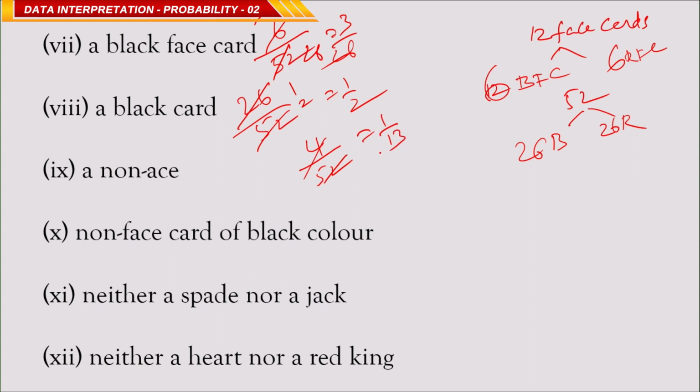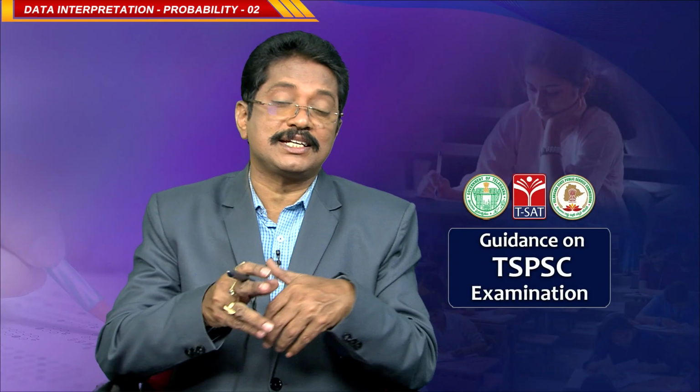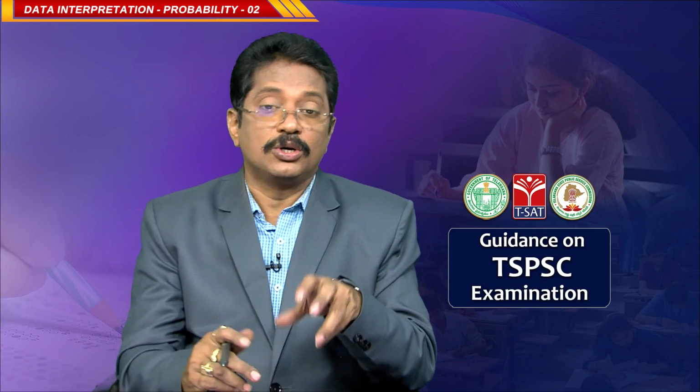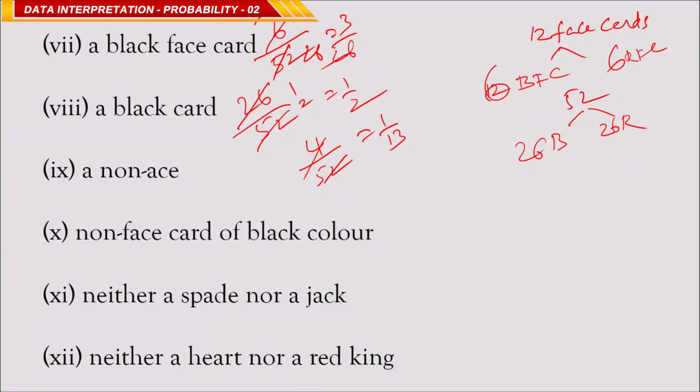But it is a non-ace. So, getting an ace card and getting a non-ace card both are complementary to each other. Am I correct or not? So, getting non-ace card means here 1 minus 1 by 13. 1 minus 1 by 13 is 12 by 13. Correct? Getting a non-ace card is 12 by 13. This is the probability of getting a non-ace card.